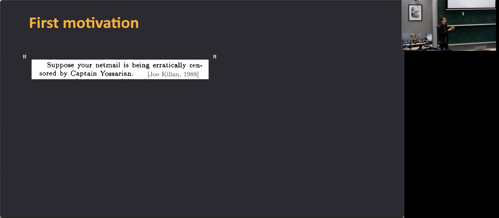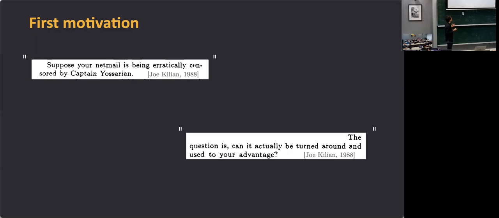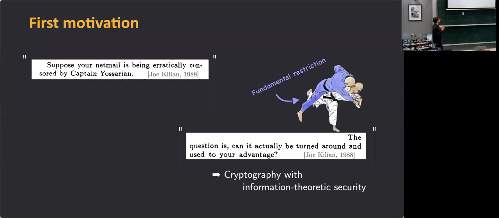Then you can just send it many times or do error correction, and that's not really a problem. But then he goes further and asks, can the censorship by Captain Yossarian be turned around and used to your advantage? What he had in mind is cryptography. In a beautiful move of aikido, he turns this fundamental restriction into cryptography with information theoretic security.